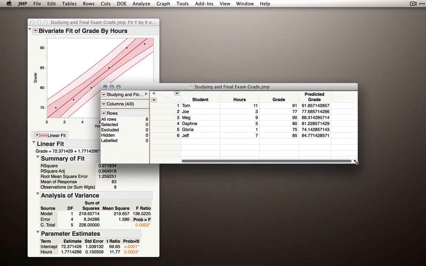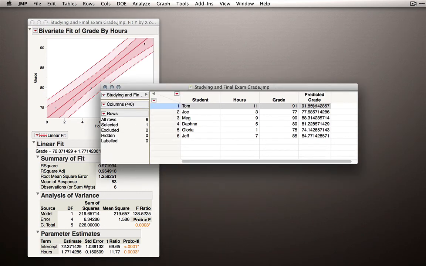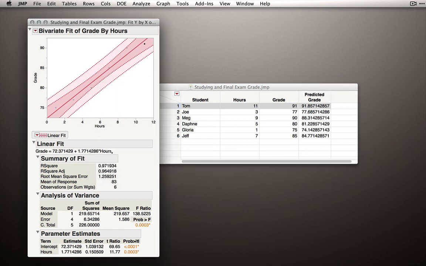So if I scroll across here, notice for each individual, let's take Tom. What was predicted for Tom was a score of 91.85. And notice that that is really the point on the line at 11 hours of study. So this is just printing out what the line predicts. Literally, if you were to type this equation into a calculator and substitute for hours, 11.